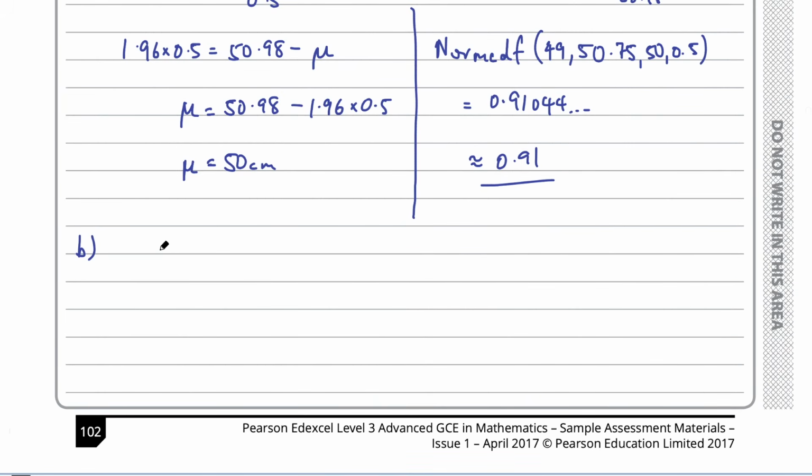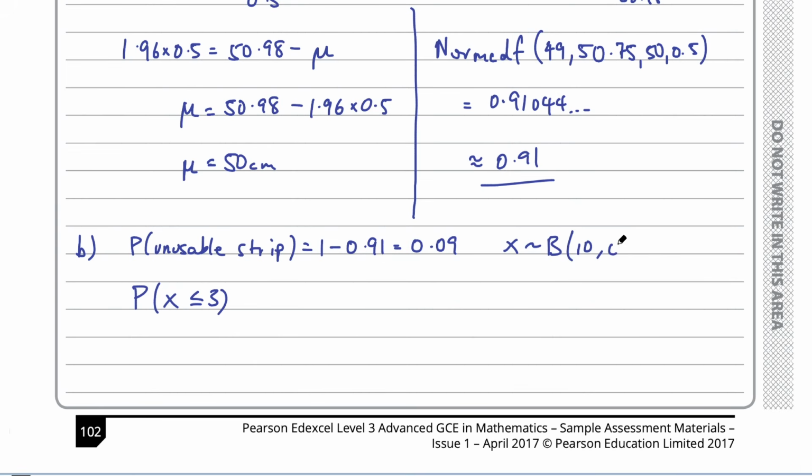Now this is going to be a binomial because either the strip can be used or it cannot be used. So the probability of an unusable strip is going to be 1 take the probability of a usable strip, which we found in part A. So this is going to be 1 take 0.91, which is 0.09. So the probability of getting an unusable strip is 0.09. And we want the probability that the number of strips is less than or equal to 3. X being a binomial distribution with a sample size of 10 and probability of success of 0.09.